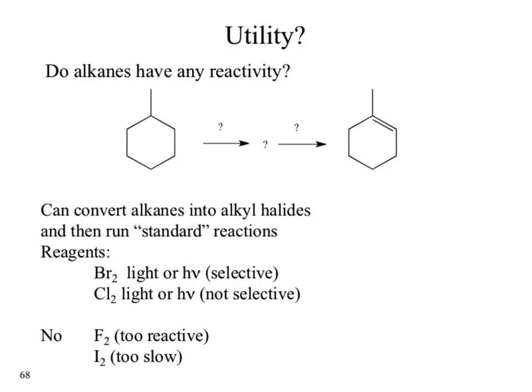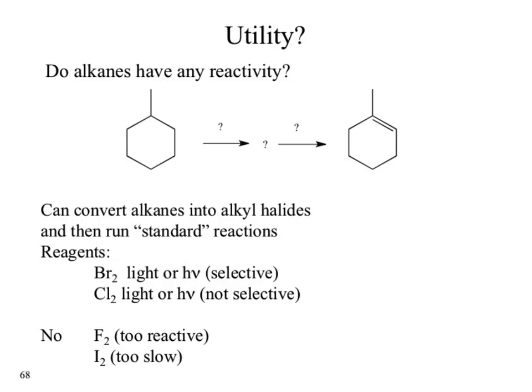Okay. So our utility, ultimately they convert alkanes into alkyl halides. Super, super important. We can then get access to all the reactions that we've been talking about this semester. Okay, the reagents to do so. Bromine works great. So you'll see Br2 and light. Okay, that is a selective reagent. Meaning when I run that reaction with Br2, I put the bromine at the most substituted position because that's the most stable carbocation.